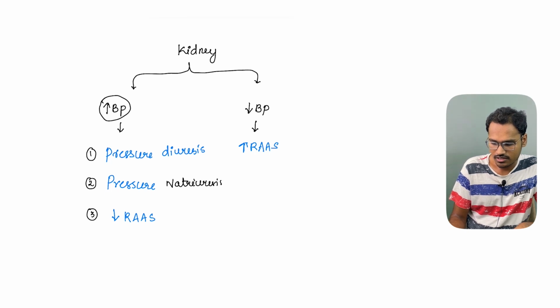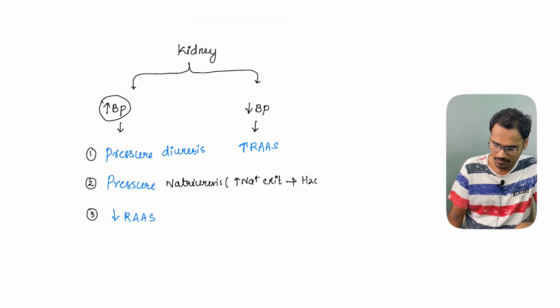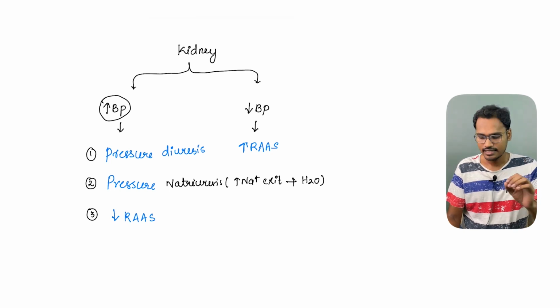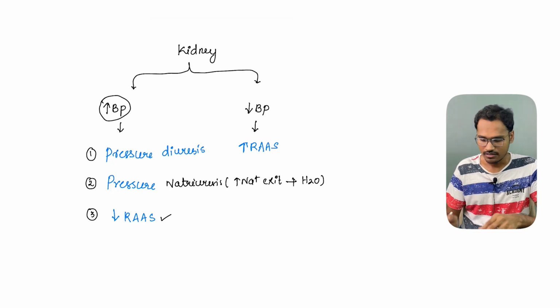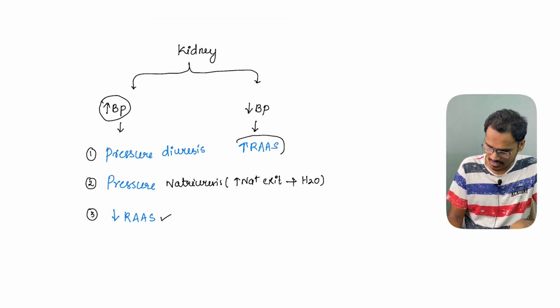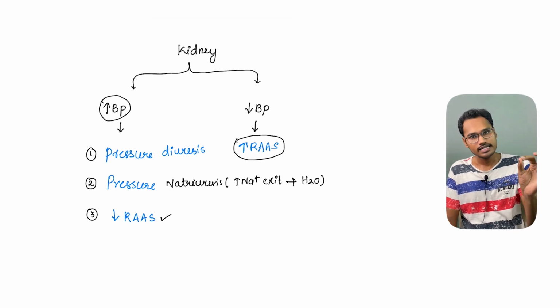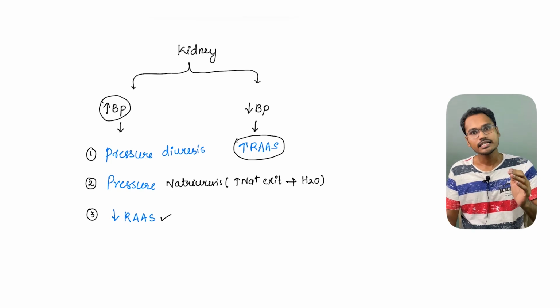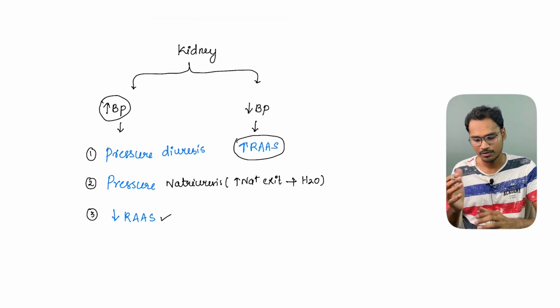Not only that, because of the increased pressure, it is going to cause something called pressure natriuresis. What is natriuresis? It is nothing but an increase in the sodium exit. Whenever sodium is exiting, who is going to exit along with it? The water. And there will be a decrease in the renin, angiotensin, aldosterone system. Whereas if there is a decrease in BP, it is going to increase the renin, angiotensin, aldosterone system. So as you can see from this chart, whenever there is an increase in BP, we have to decrease the RAS system. Whenever there is a decrease in BP, the RAS system is going to increase and help to bring back the BP to normal levels.